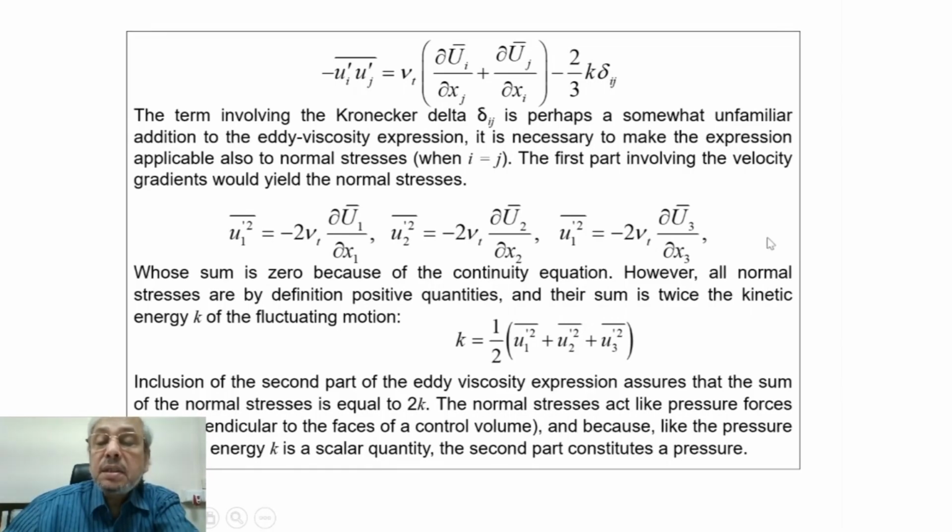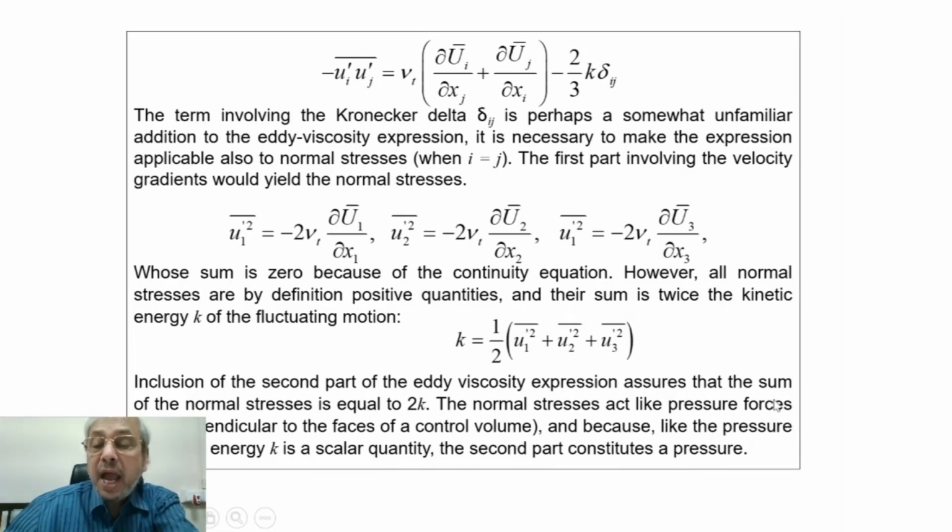And this incoherence is coming, and in order to remove that, we are adding minus 2/3 K Kronecker delta. Inclusion of the second part of the eddy viscosity expression assures that the sum of the normal stresses is twice K. Now it is assured this is twice K.